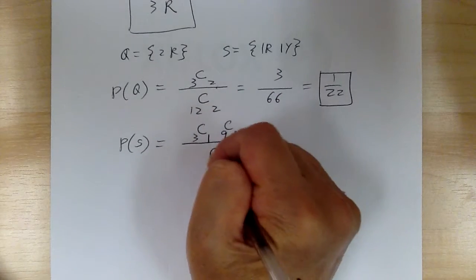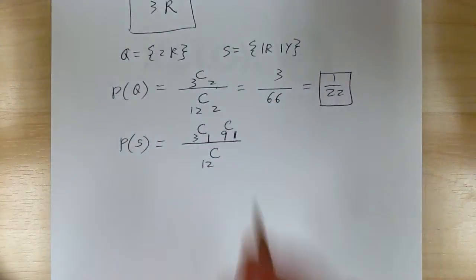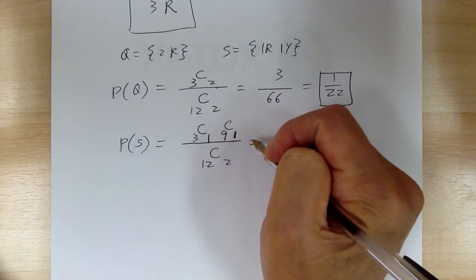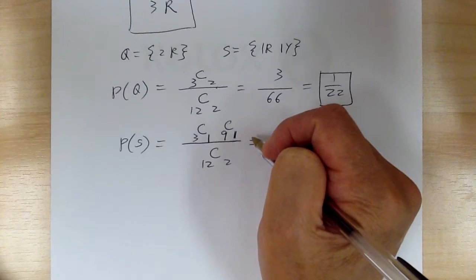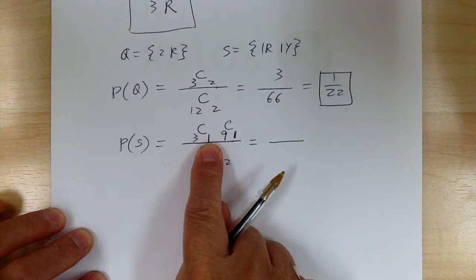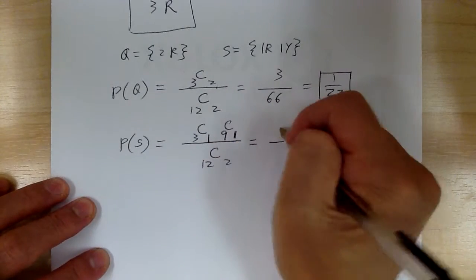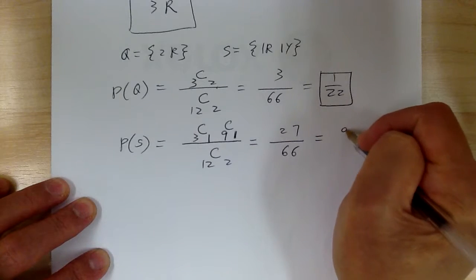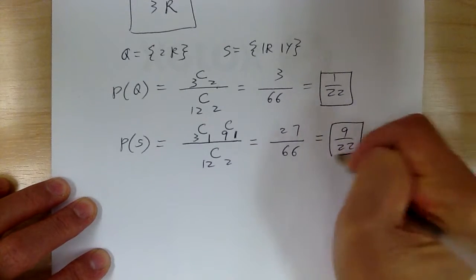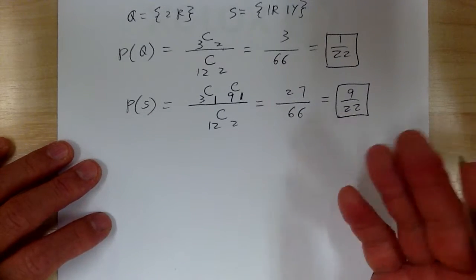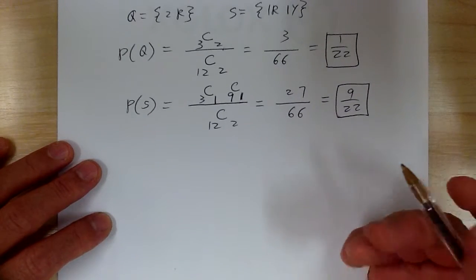The sample space again is 12. There are a total of 12, and you want to get 2. And so now you figure it out. 3C1 is 3, 9C1 is 9. So you're going to get 27 over 66, and you reduce, you get 9 over 22. Now it did not ask you for it, but let's go ahead and do the other one too.